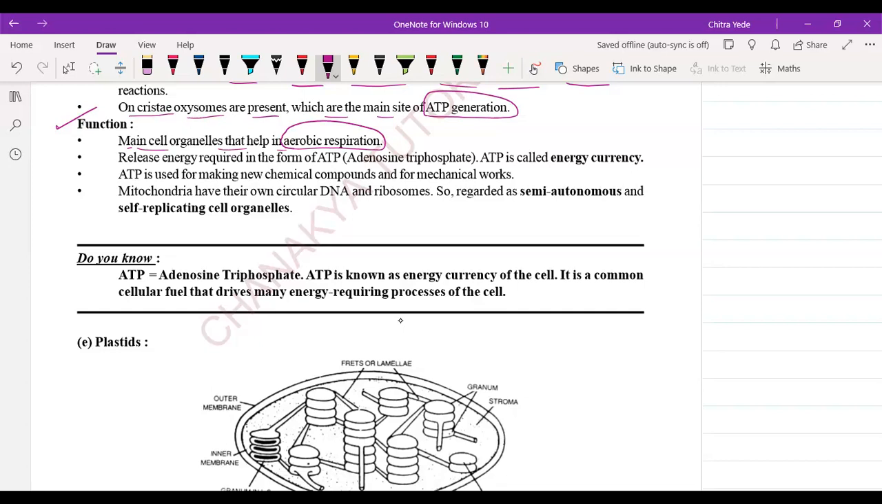So it performs aerobic respiration there. It releases the energy required in the form of ATP, called adenosine triphosphate, and ATP is called the energy currency. It is also called the energy currency of the cell.